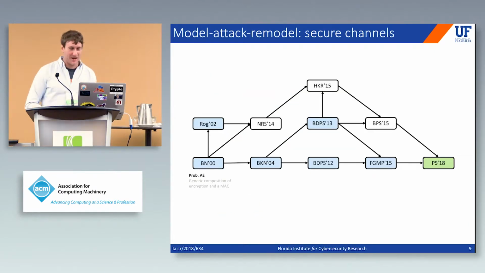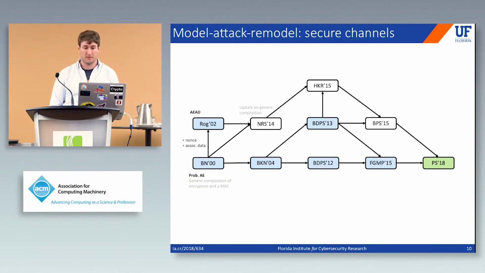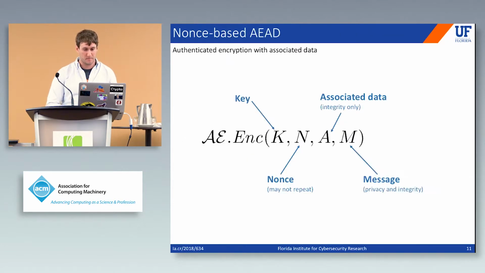So let's see how this cycle has driven the evolution of our model for secure channel protocols like TLS. My starting point is a paper from 2000 from Bellare and Namprempre, who looked at ways to build authenticated encryption schemes via the composition of a probabilistic encryption scheme and a message authentication code, such as HMAC. But today we've become more familiar with dedicated primitives for authenticated encryption with associated data, such as AES-GCM, which we're going to learn a little bit about later on.